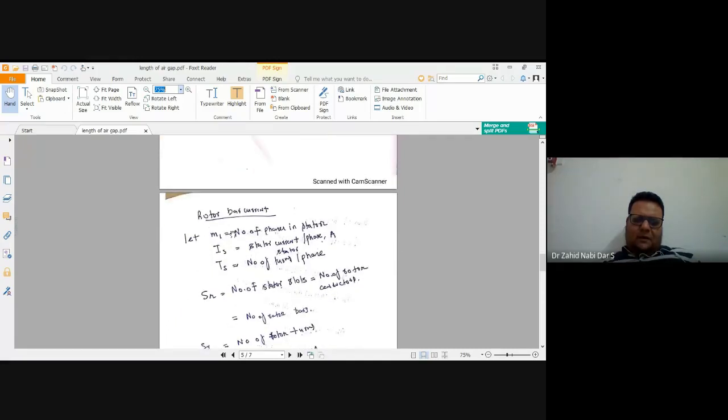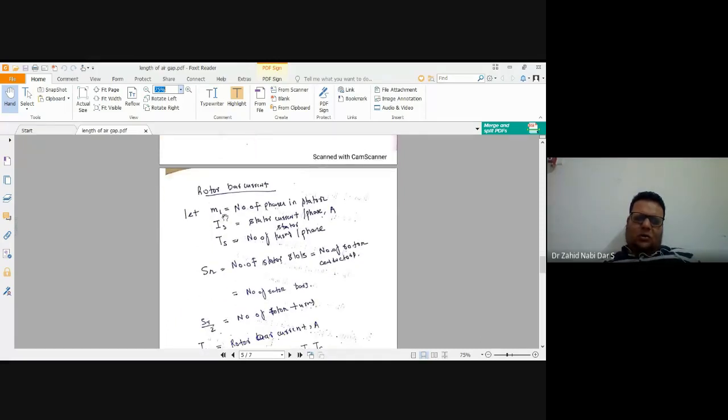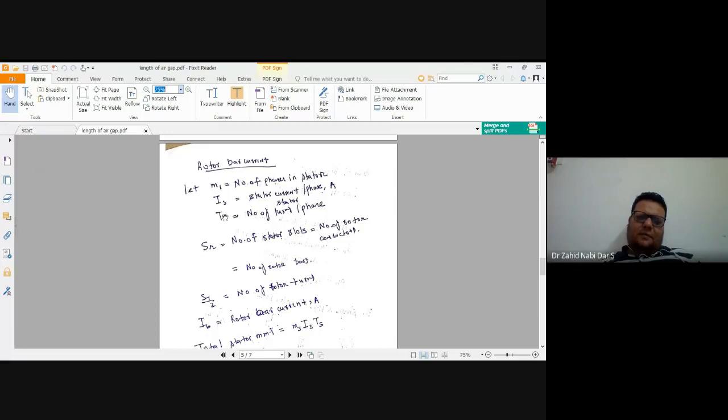For calculating the rotor bar current, let M1 be the number of phases in the stator. It can be either a single phase machine or a three phase machine, so M1 can be either 1 or 3 in case of a three phase machine. Now let Is be the stator current per phase.